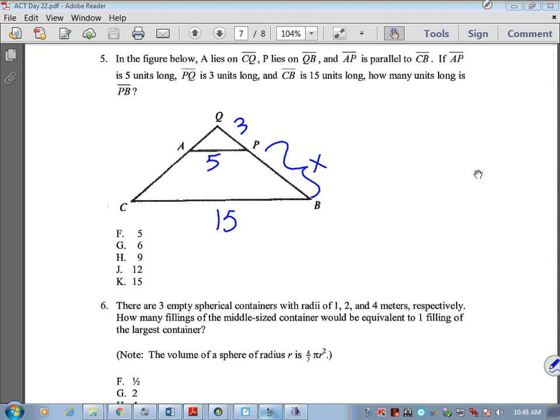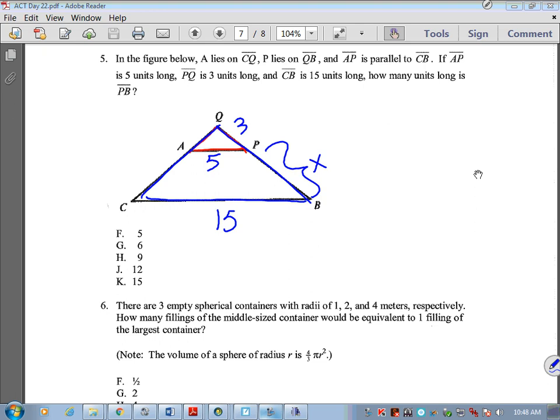So we have to understand similar figures, in that we are comparing this triangle to this triangle. A lot of people end up making a trapezoid. We can't do that. They are proportional because they share Q, and we know that AP is parallel to CB, which they tell me, so I have those corresponding angles, right?